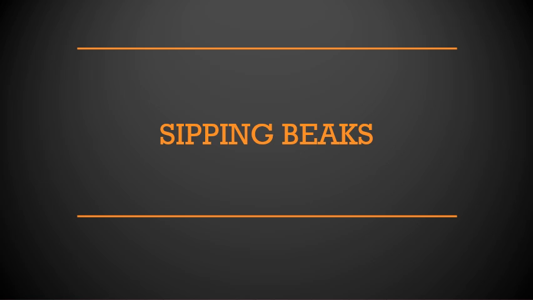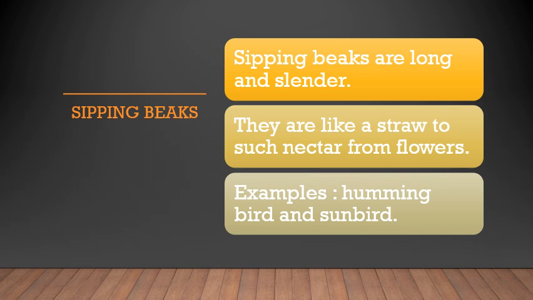Next one is sipping beaks. Sipping beaks means how we sip, right? Like that. So sipping beaks are long and slender. If you know hummingbird, hummingbird is the best example for sipping beaks. It's like a straw. They are like a straw to suck nectar from flowers.